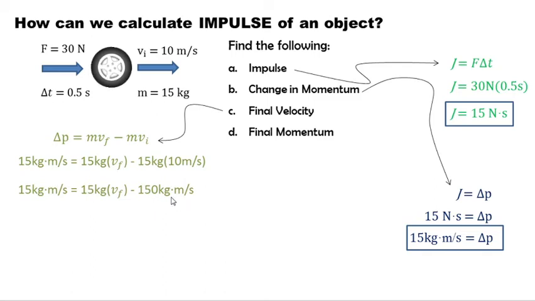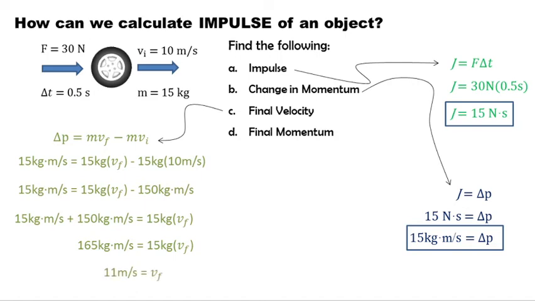Then, dahil hinahanap lang natin si final velocity, let's transpose this to this side. So, 15 kg meter per second plus 150 kg meter per second is equal to 15 kg times final velocity. 15 plus 150 is 165 kg meter per second is equal to 15 kg times final velocity. Dividing 15 kg both sides, we got 11 meter per second as a final velocity.